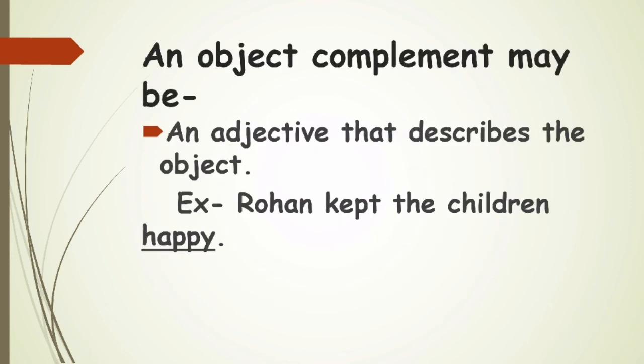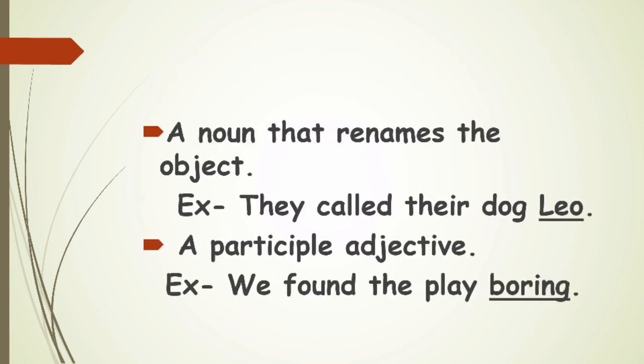An object complement may be an adjective that describes the object. Like, Rohan kept the children happy. Rohan is the subject. Kept the children how? Happy. Kept is the verb, the children is the object. How did he keep the children? Happy. It could be a noun that renames the object. Like, they called their dog Leo. So dog is the object, and Leo is describing that dog, the name.